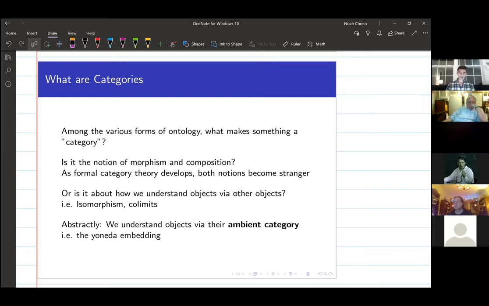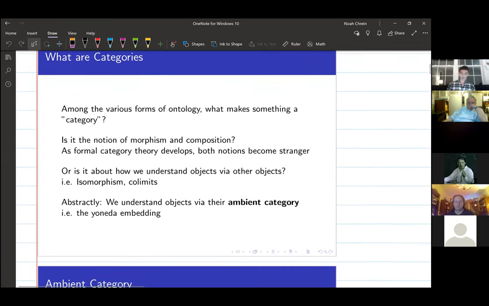Okay? So in order to actually get this into math, I need to change the way that I ask this question. So the way that I'm asking this question now is, how do we understand objects via the ambient category? So what I can think of is like an isomorphism class. This is something in the ambient category around an object that helps me describe the object. Same thing with diagrams. These are part of the ambient category, and I can, you know, take their colimit to understand the object. And most notably would be the Yoneda embedding.